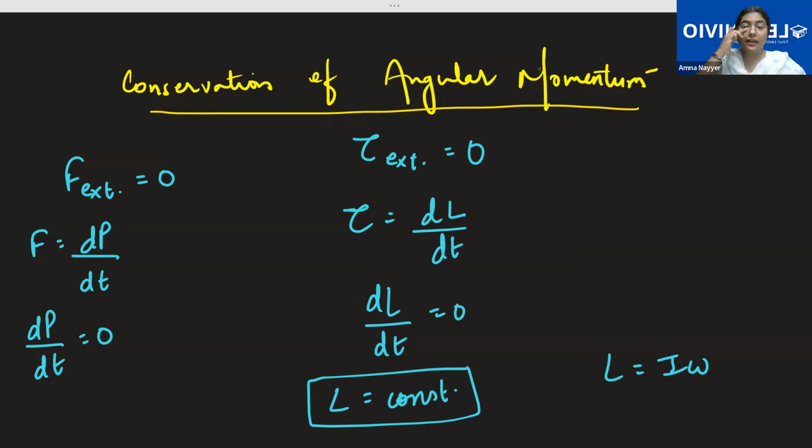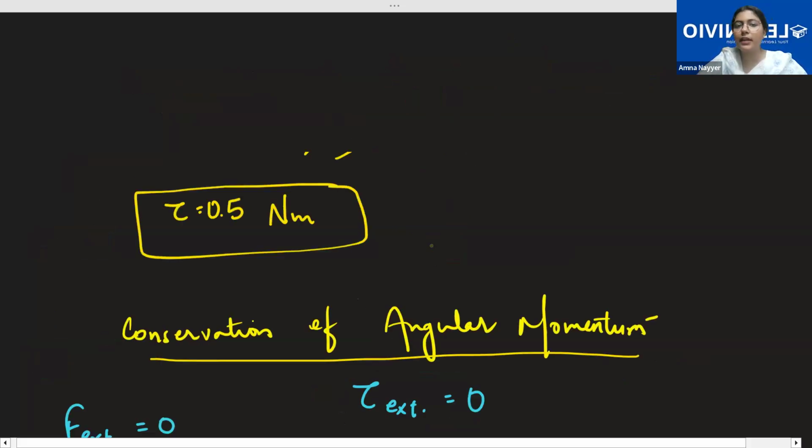Angular momentum. We basically discussed that when the external torque is 0 or the net external force is 0, in those cases we conserve the momentum. When the net external force is 0, we conserve the linear momentum. And when the torque is 0, then we conserve the angular momentum. So we discussed that angular momentum is conserved, and I told you the formula of angular momentum.